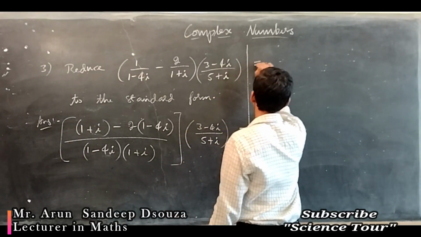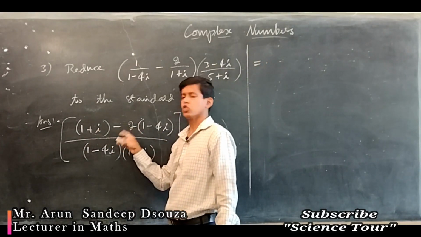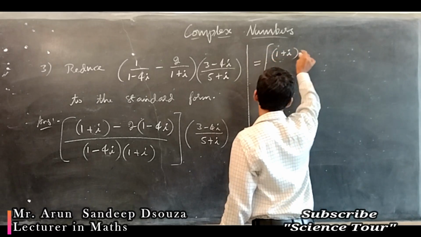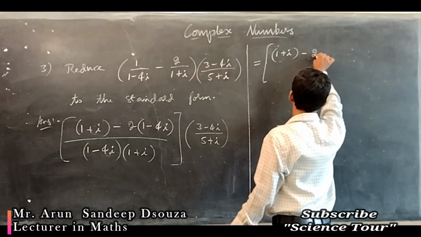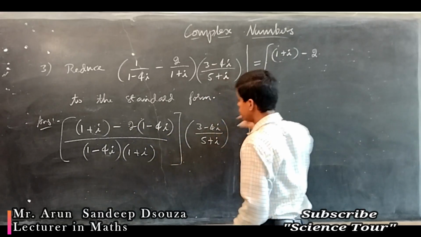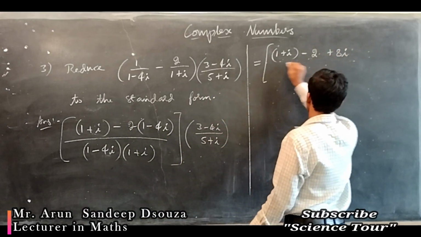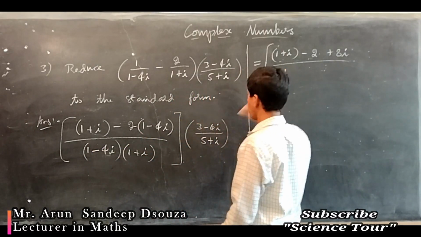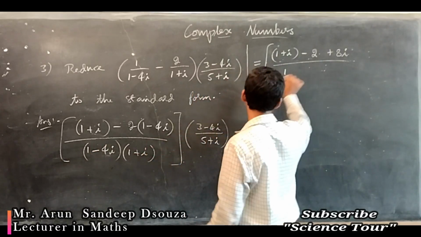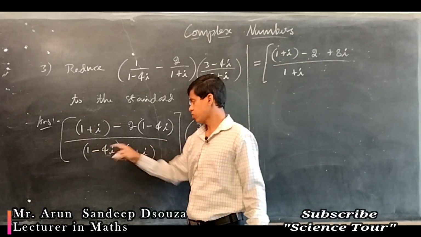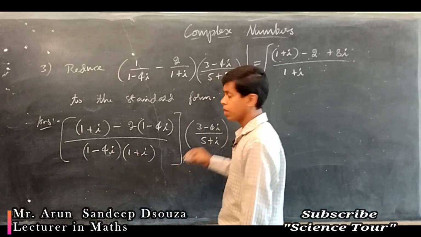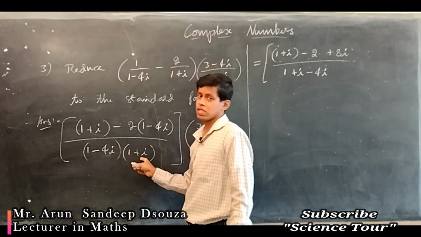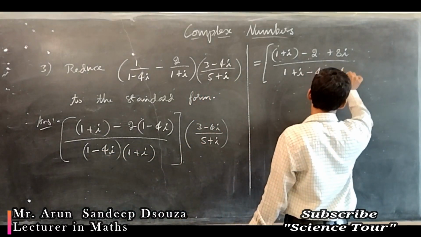Okay, so this is like 1 plus i minus 2 must be multiplied inside. So note every step here. So 2 into 1, minus, and minus and minus plus 2 into 4, 8i, divided by, I'm multiplying these, so 1 into 1, 1, and then 1 into i, that is i. Next, I will multiply minus 4i here, so minus 4i into 1, minus 4i, and then minus 4i into i, minus 4i square.